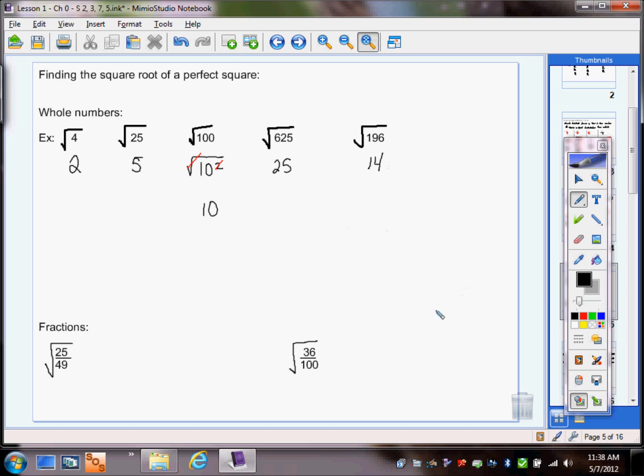Okay. Now if you have a fraction, okay, this can be split like that.